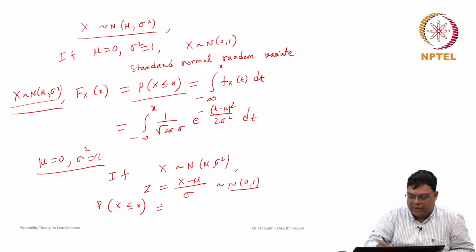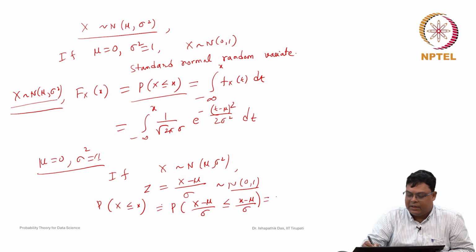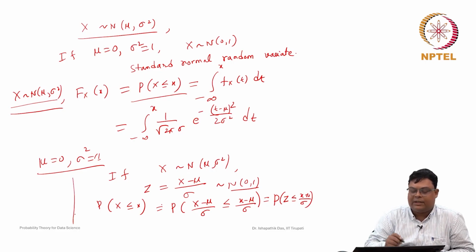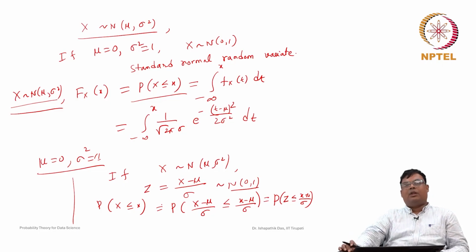Then this is equal to the probability that (X minus mu) by sigma is less than or equal to (x minus mu) by sigma. This is nothing but Z. So, probability that Z is less than or equal to (x minus mu) by sigma. Because you know the probability with respect to Z, you can find the probability from the table. We will discuss again in detail how we can use this. These properties we will discuss in general. Let us find the mean of a normal distribution.